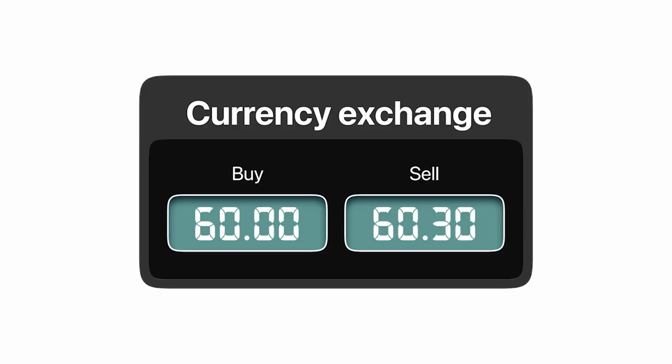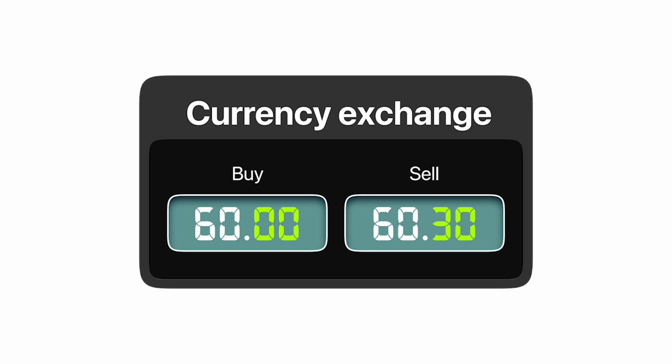On the electronic board near the entrance, you see 2 numbers, say 60 and 60.30 for $1. The first number is the price at which the exchange buys. The second is the price at which it sells. The difference between these prices is 30 cents. Traders call this the spread. So if someone sells $1,000 to the exchange at 60, and someone else buys from the same exchange at 60.30, those 30 cents become their profit. The scheme is really simple.